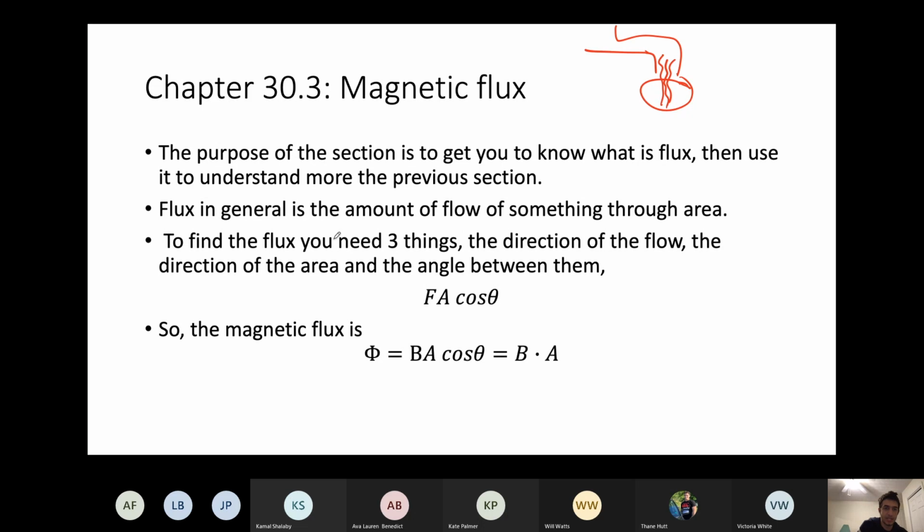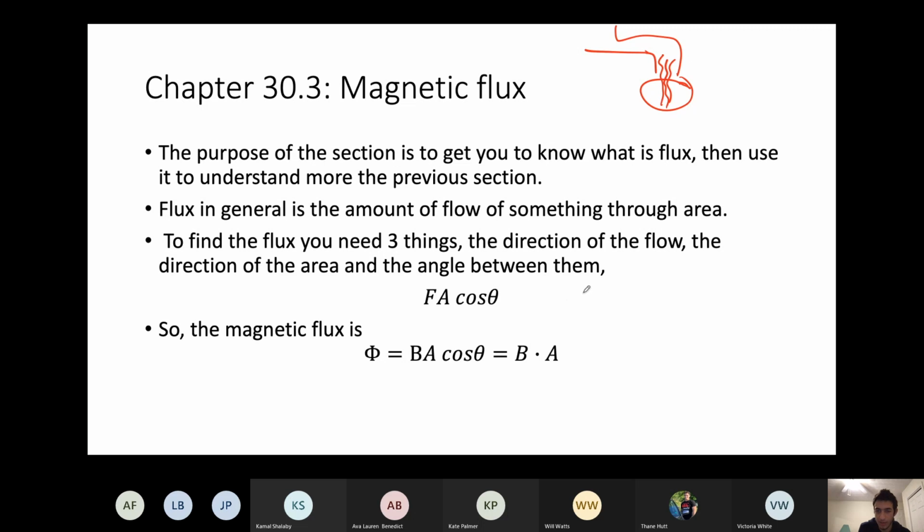So to find the flux, you need three things: the direction of the flow, the direction of the area, and the angle between them. The direction of the area might be a little weird to you, but you need to be a little picky, because the direction of the area can give you a negative flux, if I'm not mistaken. The angle is what helps you define that. So what's the use of the angle?